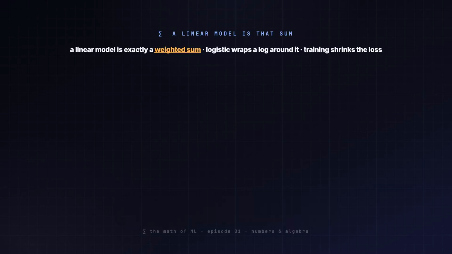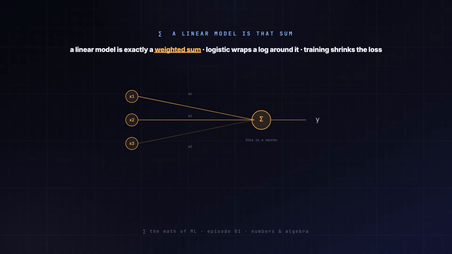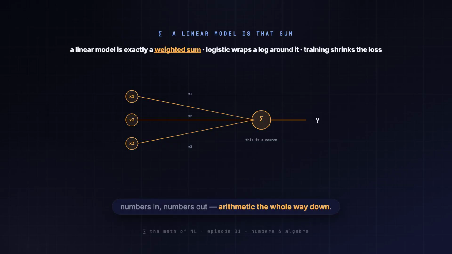Here is the ML tie-in, and it is the whole course in one breath. A linear model is exactly that sigma, a weighted sum of inputs. Logistic regression wraps a log around it. Training is nothing but nudging those knobs so one final number, the loss, gets smaller. Numbers in, numbers out, arithmetic the whole way down.